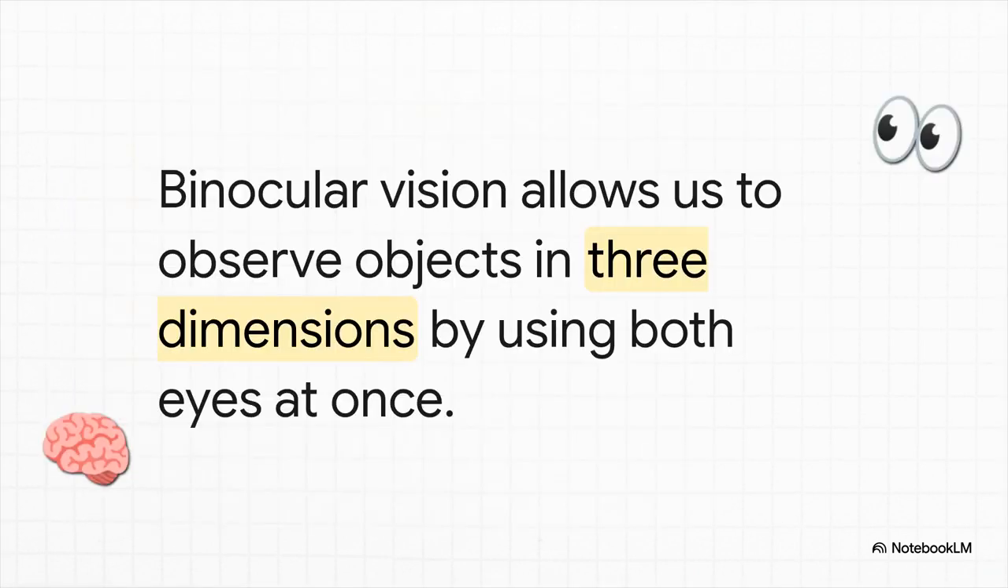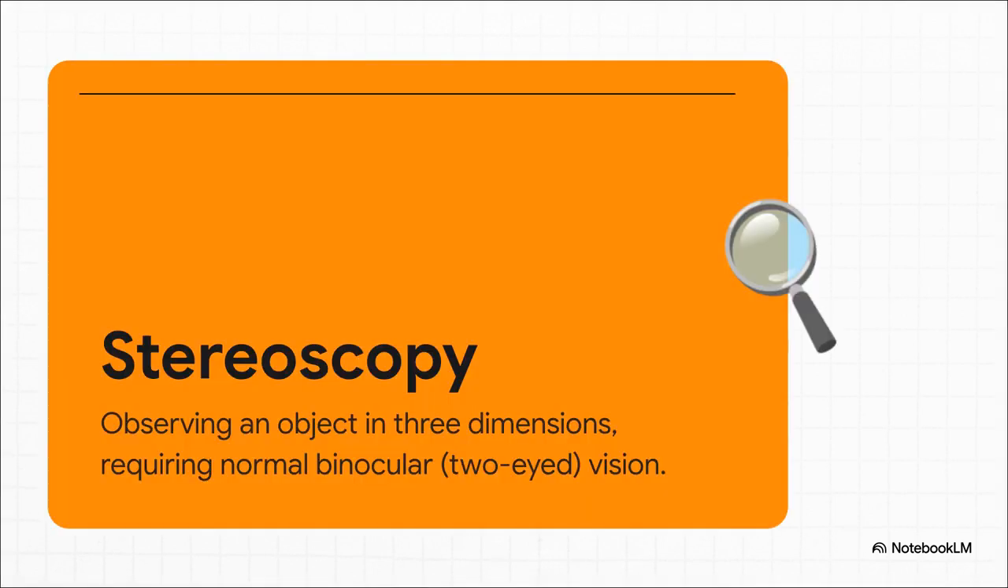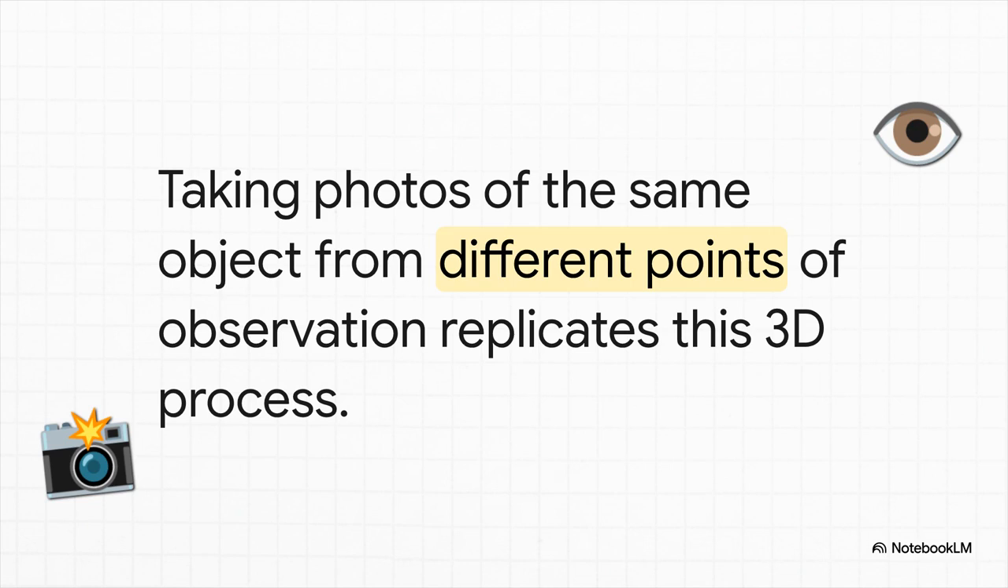Your brain is basically an incredible supercomputer. It takes those two slightly different images, one from your left eye, one from your right, and it instantly stitches them together into a single, seamless, three-dimensional view. That's how you perceive depth. It's how you know if something's close or far away. And of course, there's a fancy scientific name for this, stereoscopy. It's the formal term for this whole process of seeing in 3D, and it all hinges on having that normal two-eyed binocular vision.